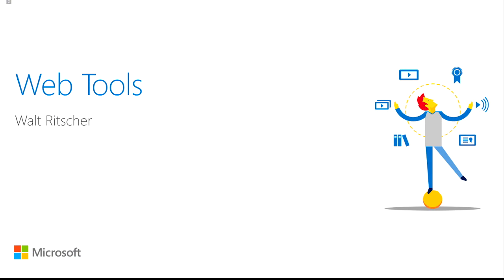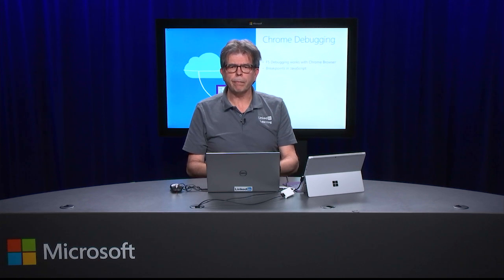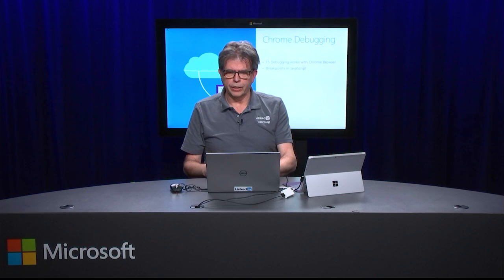First thing I want to look at is some of the web tools. There are two improvements that I want to touch on. One is the Chrome debugging. This allows you to use the F5 debugging tools in Visual Studio and launch Chrome and then attach a debugger to Chrome and debug your JavaScript. And you can put your breakpoints in your JavaScript code.